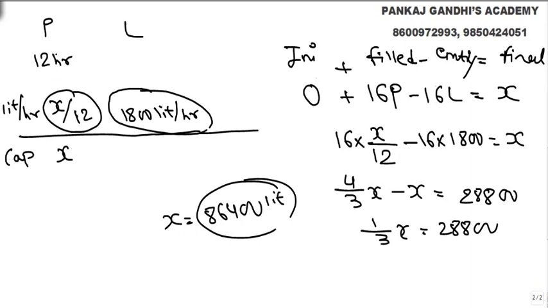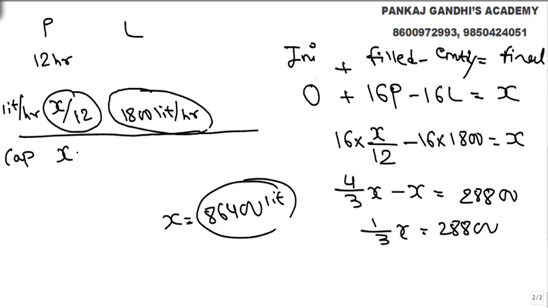What we do: pipe alone in 12 hours fills the full tank. So let's say the full tank is x liters. In 12 hours full tank, so per hour is x by 12. Leakage empties 30 liters per minute, so per hour multiply by 60. Now when it was opened, the tank was empty, so initially 0.